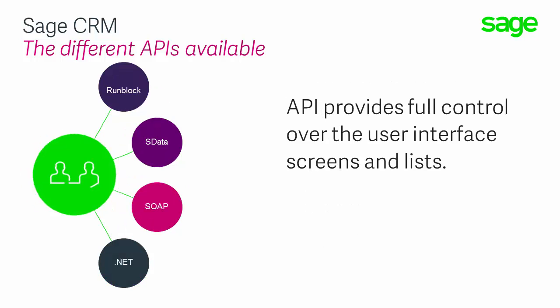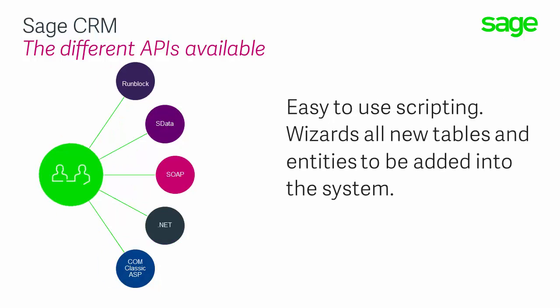As part of a strategy of choice about offering different APIs, there's also a .NET API that allows for screens and structures to be assembled and created inside a .NET assembly. Sage CRM also has a classic ASP API that allows for developers and partners to extend Sage CRM, and there are sets of wizards available that allow for the very easy extension of the product.